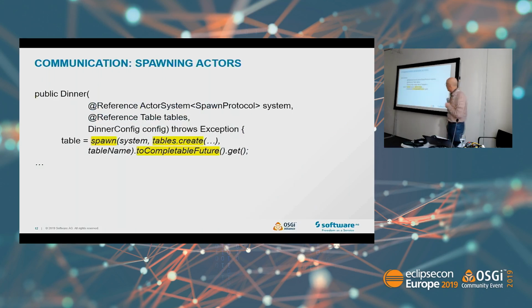So here you can see how spawning the actors works. Here we have the dinner component, which was not an actor, but it uses the injected actor system to spawn this table actor by using this create method of the table service. So here it's calling the OSGi service and using the injected system service to spawn an instance of the actor, and all this is wrapped into promises, into the Java future API in this case.